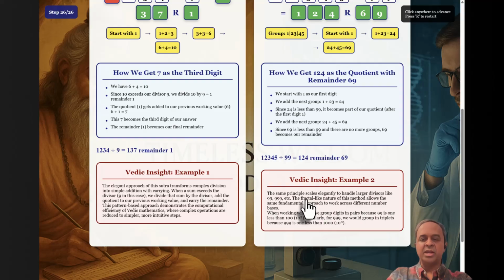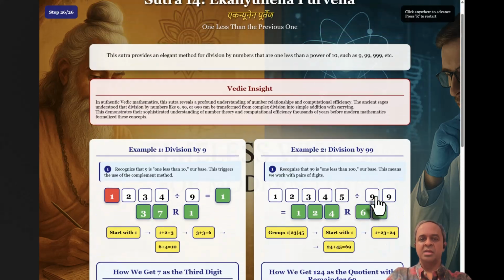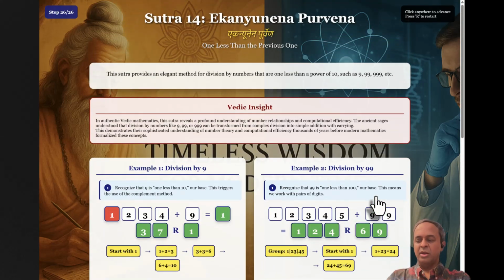Right? The fractal-like nature of this method allows the same fundamental approach to work across different number bases. When working with 99, we group digits in pairs because 99 is 1 less than 100. That's base 100. Similarly, for 999, we would work with groups of triplets because 999 is 1 less than 1000. Right? Take a few minutes to digest that. Okay?